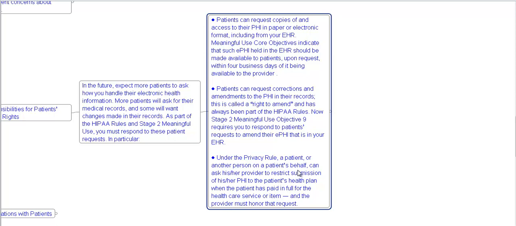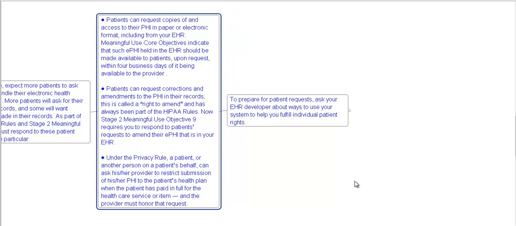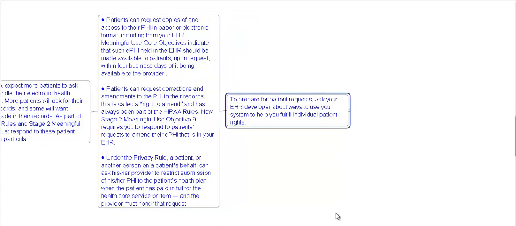Under the privacy rule, a patient or another person on the patient's behalf can ask his or her provider to restrict submission of his or her PHI to the patient's health plan when the patient has paid in full for the healthcare service or item, and the provider must honor that request. To prepare for patient requests, ask your EHR developer about ways to use your system to help you fulfill individual patient rights.